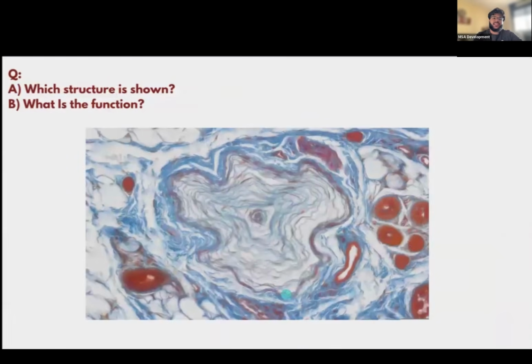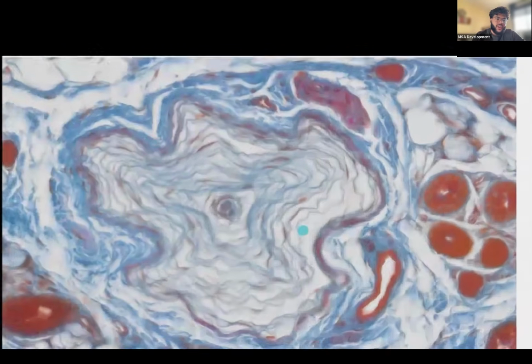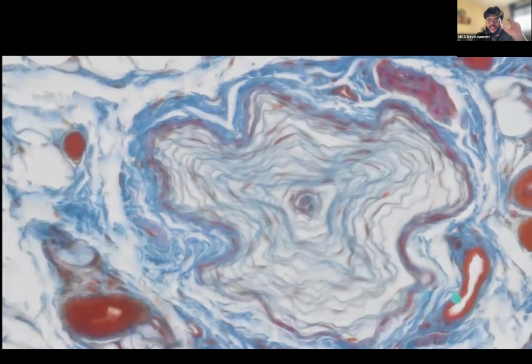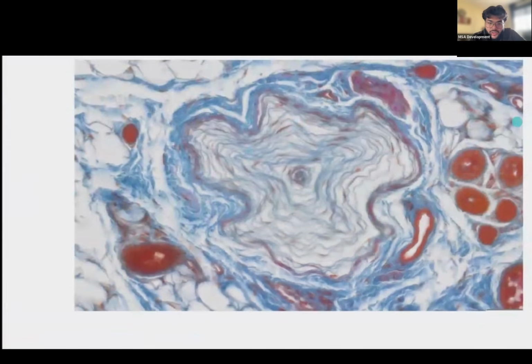Next up, what is the structure shown and what is the function? Pause the video. If you remember, I told you to keep in mind that whenever you see an onion-shaped structure, you instantly go to Pacinian corpuscle. So this is a Pacinian corpuscle, an onion-like structure. Its function, as you know, is that it's found on the plantar surface of your foot, as mentioned in your histology slides, and it's responsible for deep pressure and touch detection. It's a mechanoreceptor, converting these mechanical pressures into electrical signals that your body can detect.